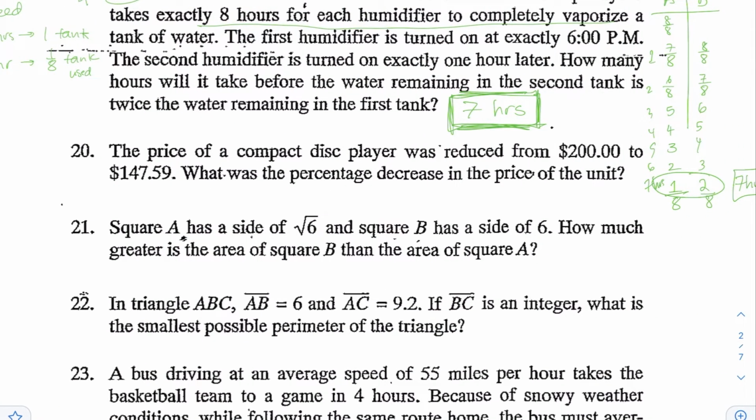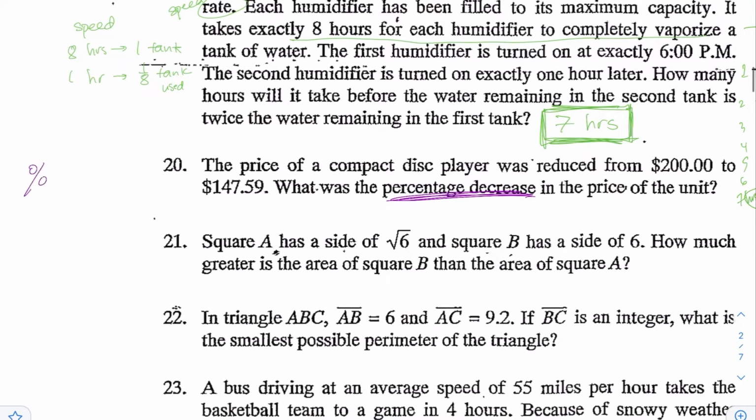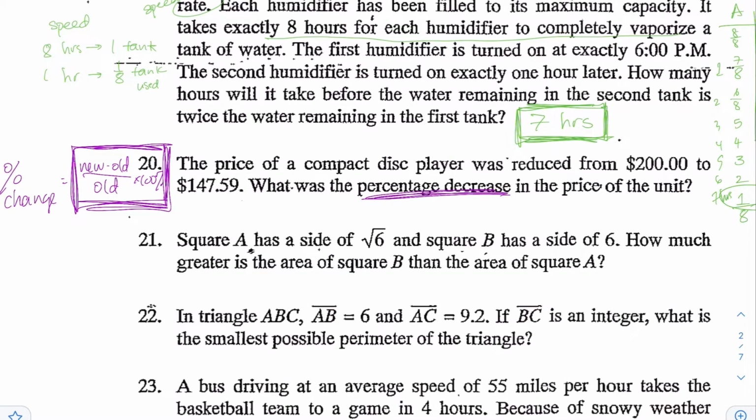Next, for number 20, the price of a compact disc player was reduced from $200 to $147.59. What was the percent decrease in the price of the unit? So percent decrease, there's a formula for percent change. And the formula is new minus old divided by old times 100%. So that's a formula they have to use. It's the percent change formula. So you're going to have to do 147.59, subtract 200, divided by 200, and you have to multiply this by 100%.